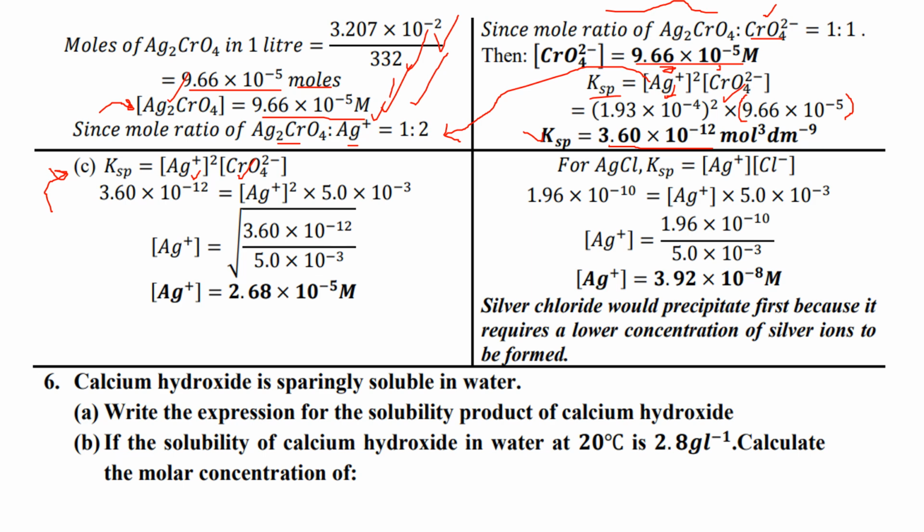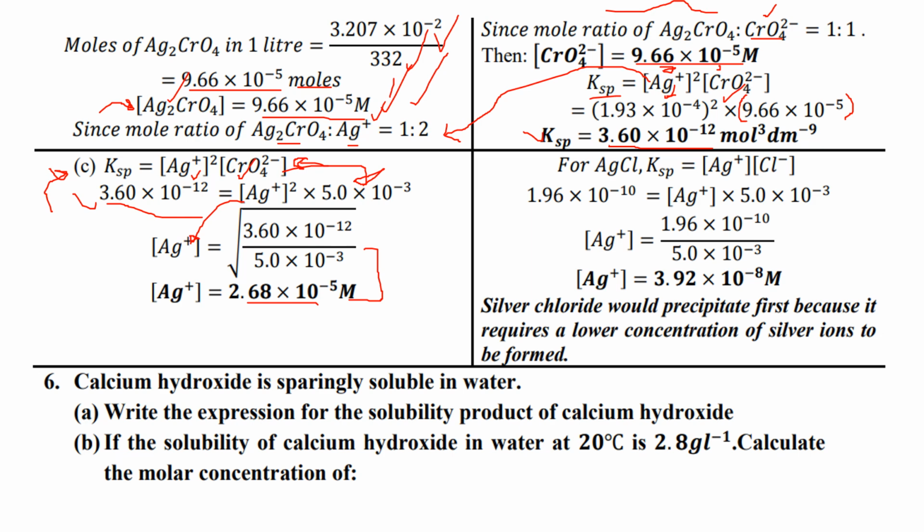Now we are supposed to calculate for the Ksp provided we have added the chromate ions. Ksp always remains constant, I already told you that. So first of all, we make sure that we get the molar concentration of the silver ions present. We substitute for our Ksp, which remains constant, and write the expression for the solubility product of silver chromate, provided that our chromate ions are going to be the concentration they gave us, which is 5.0 × 10^-3. So we make the concentration of silver ions the subject, and after putting everything in the calculator you are going to get 2.68 × 10^-5 mol per decimeter cubed.